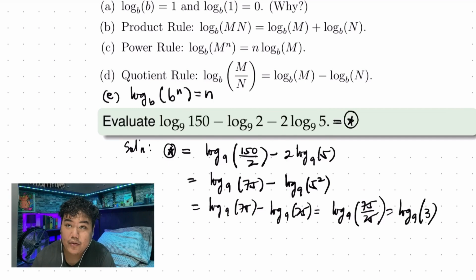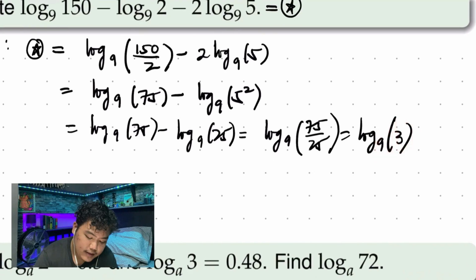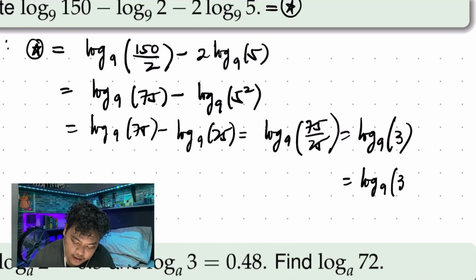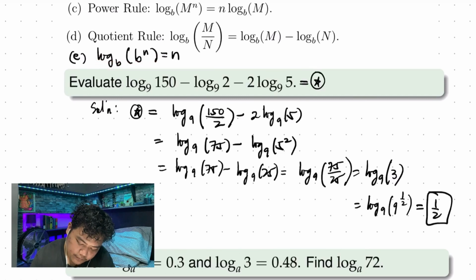So, pipilitin ulit natin na itong base 3, itong 3 maging base 9. But 3 is equal to 9 raised to 1 half. So, same base na siya. Pwede natin gamitin property na to, just copy the exponent. So, ang sagot dito ay 1 half.